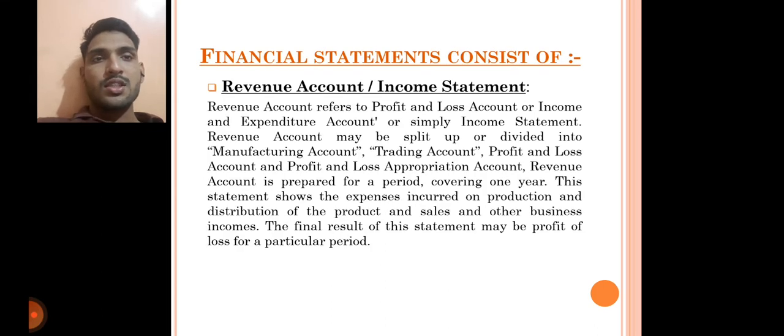So, financial statements consist of the revenue account and the income statement. Revenue account refers to the profit and loss account, or income and expenditure account, or simply the income statement. Revenue account may be split up and divided into the manufacturing account, trading account, profit and loss account and profit and loss appropriation account. Revenue account is prepared for a period of one year.